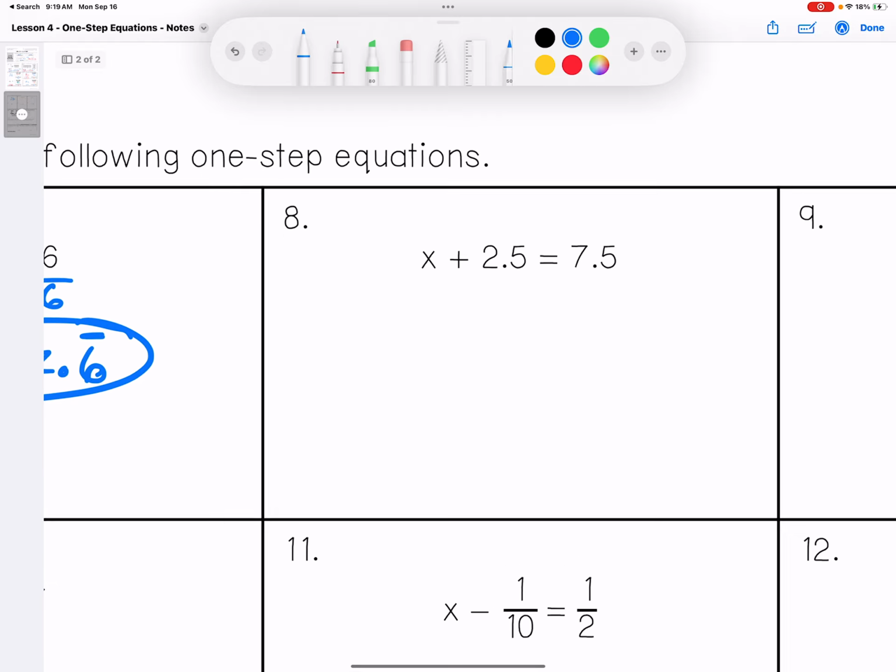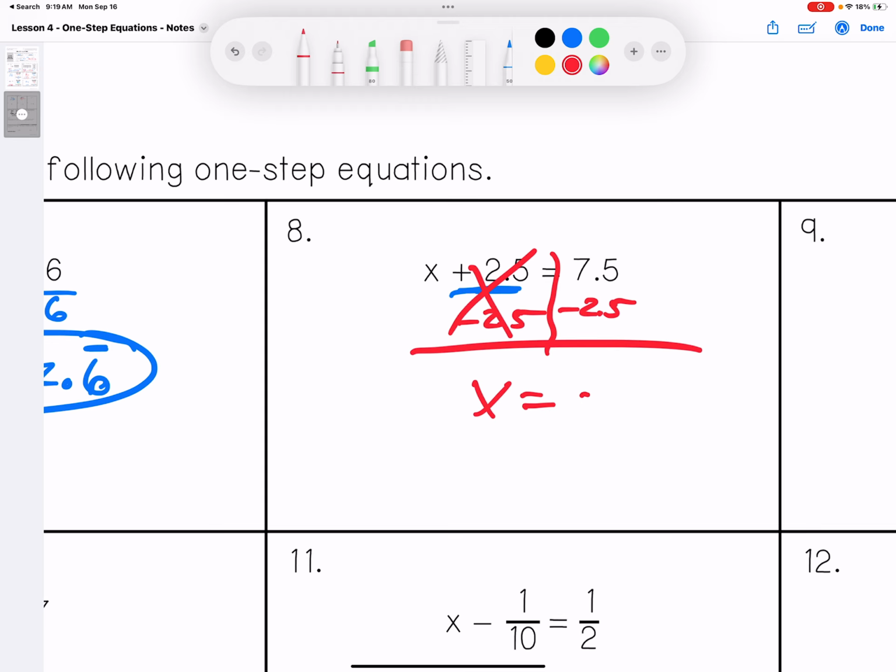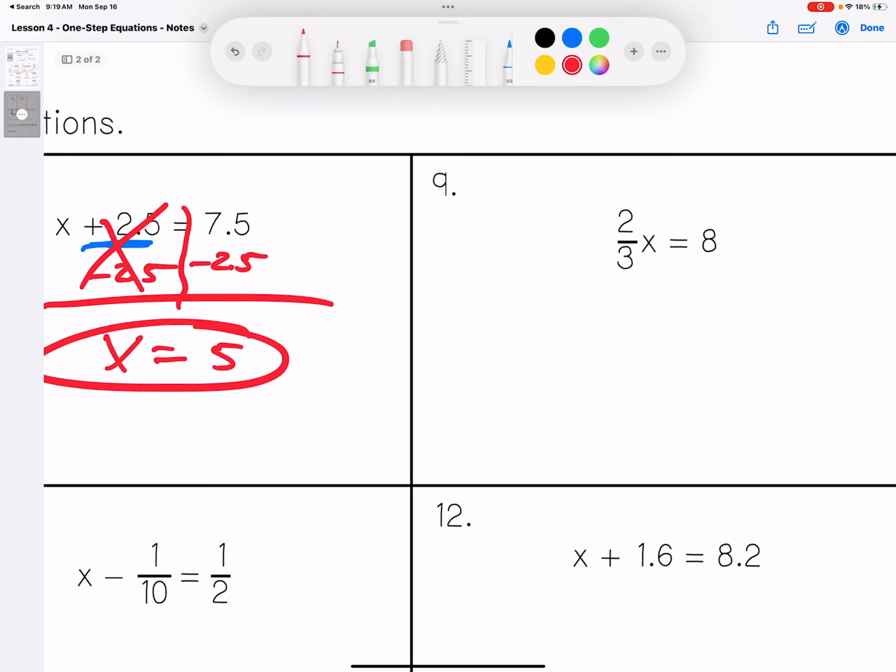Number 8. How do we get that to the other side so we can get x by itself? We subtract 2.5 from both sides. And you're left with x equals 5. If it helps you, draw a line there to know where to cross the chasm.